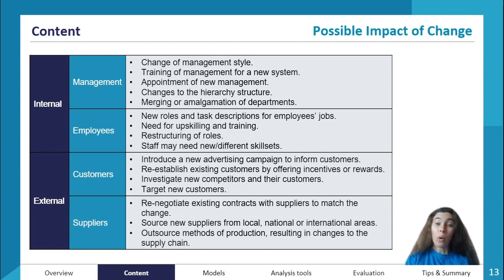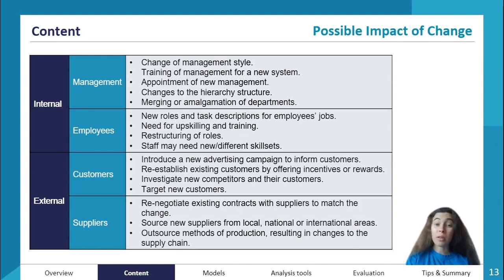You may need to appoint new management. Perhaps the existing management is not effective, and it's not just about changing the style, but changing the people and their way of operating entirely. You may change the hierarchy structure, so the organizational structure that we saw in the diagram in the internal section. You could also have a merging or an amalgamation of different departments.